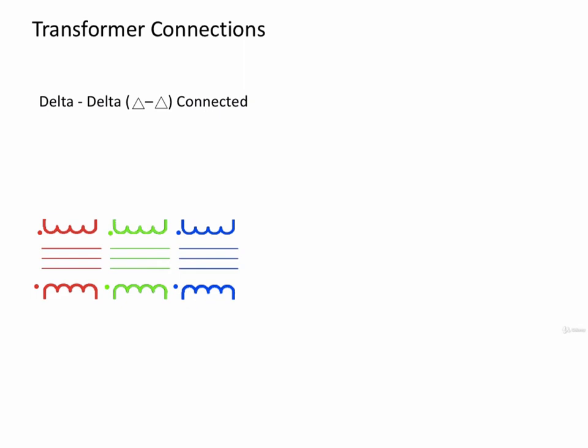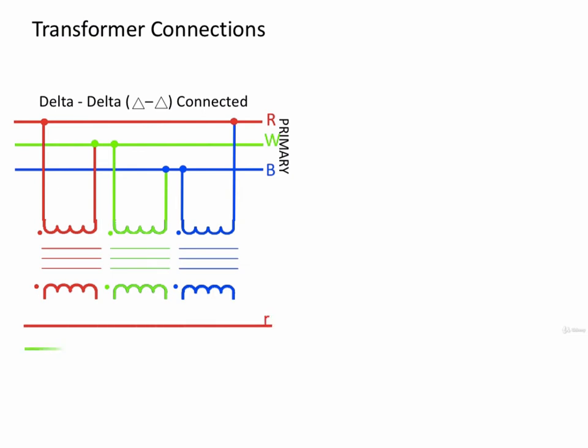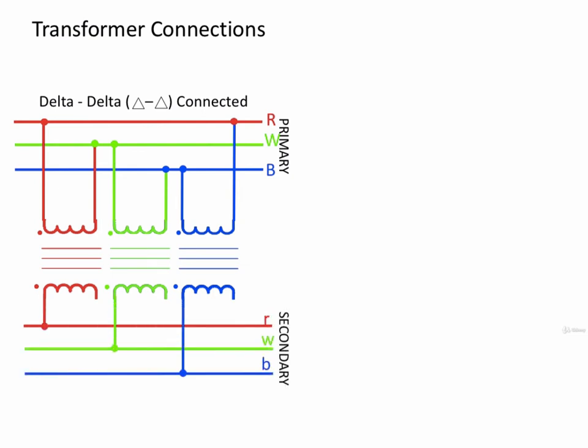Now let's look at a delta-delta configuration. In this configuration, one terminal of the primary terminals are connected to the system lines or buses. The other terminals are connected to the adjacent primary terminal. Similarly, one terminal of the secondary terminals are connected to the system lines or buses, and the other terminals are connected to the adjacent secondary terminal.